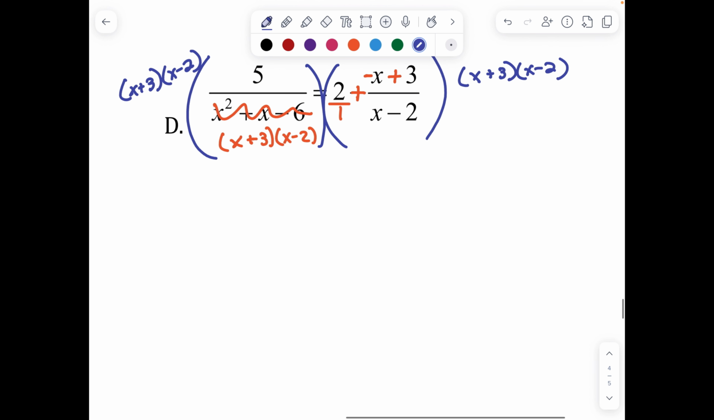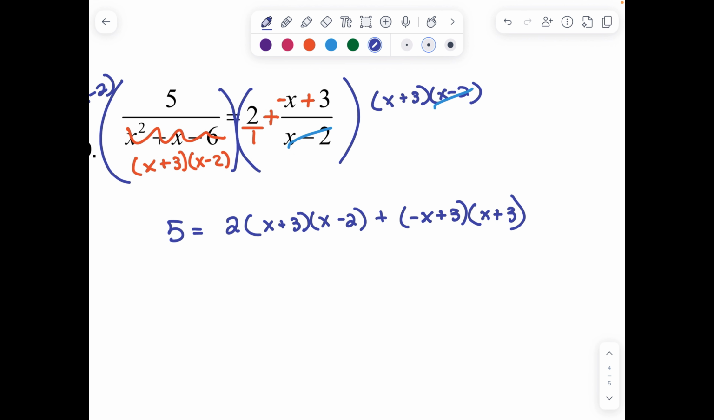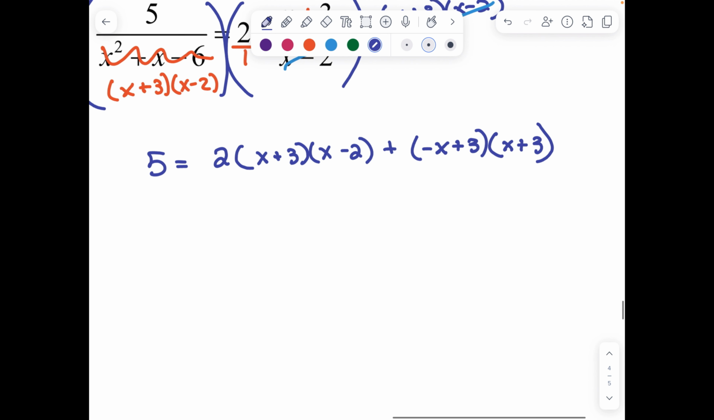So on this left side, I'm just going to be left with 5 equals 2 times x plus 3 times x minus 2, plus, on the last one, my x minus 2's would be gone. So I'm left with -x plus 3 times x plus 3. So now we're just going to multiply a bunch of this out and solve.